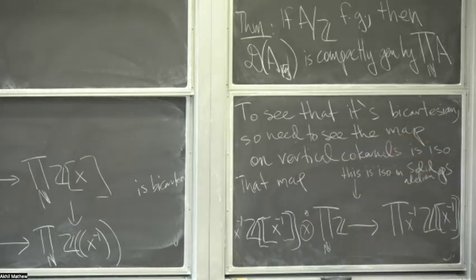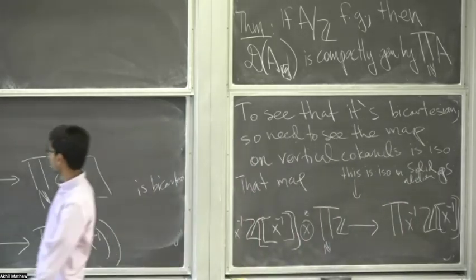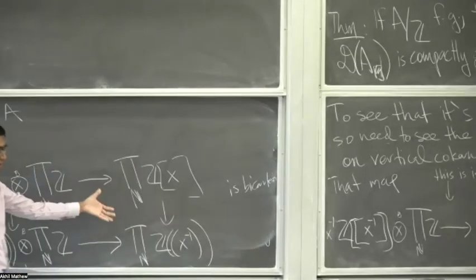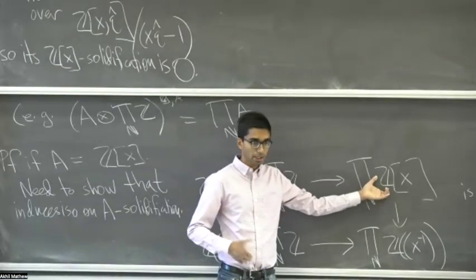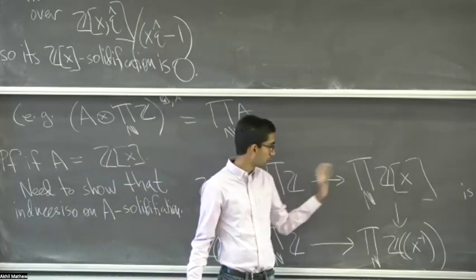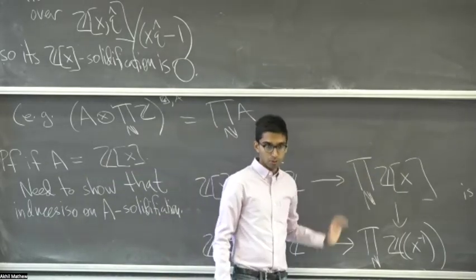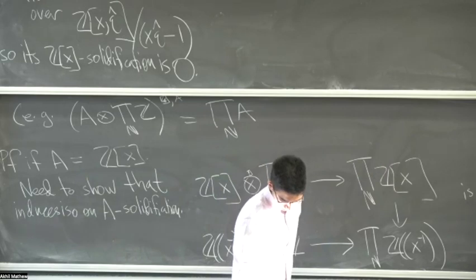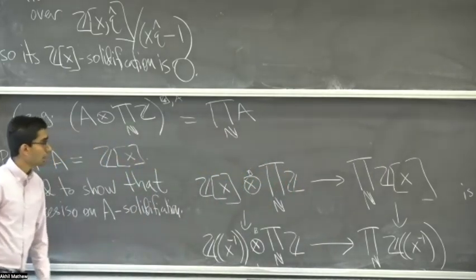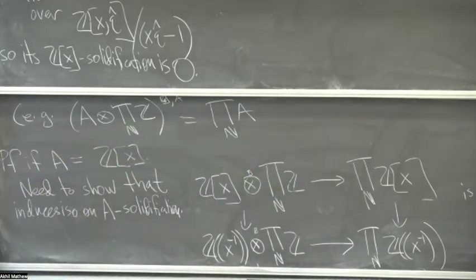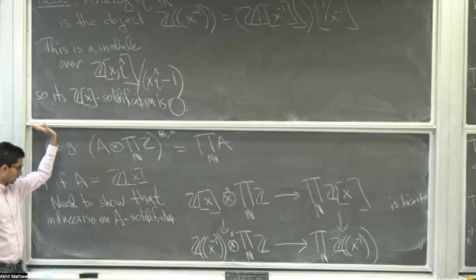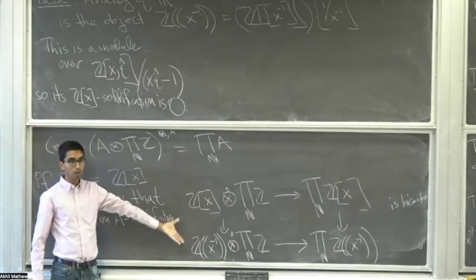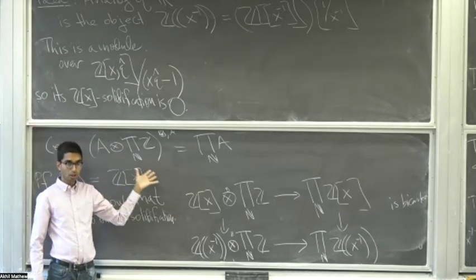Okay, so I guess that's the proof. Well, okay, so really that's a proof that this map induces an equivalence on Z brackets X solidifications. But I guess it's straightforward to see that Z brackets X itself is solid as a Z brackets X module. So is any. So, okay, that's the proof for Z brackets X. And maybe I should just remark, in general, one sort of reduces to this case.